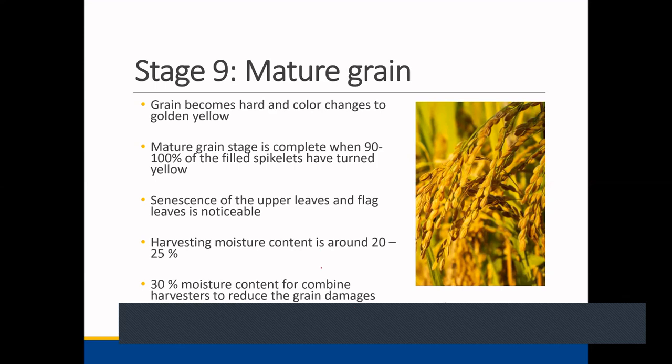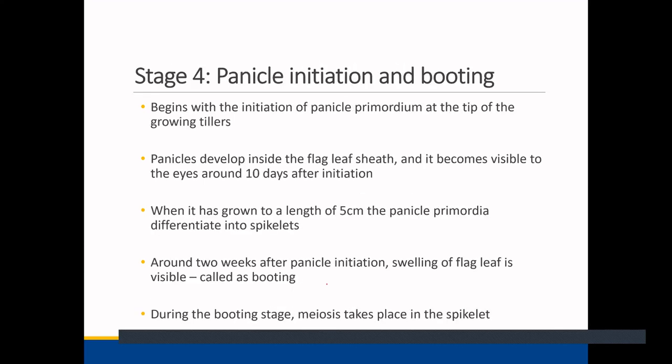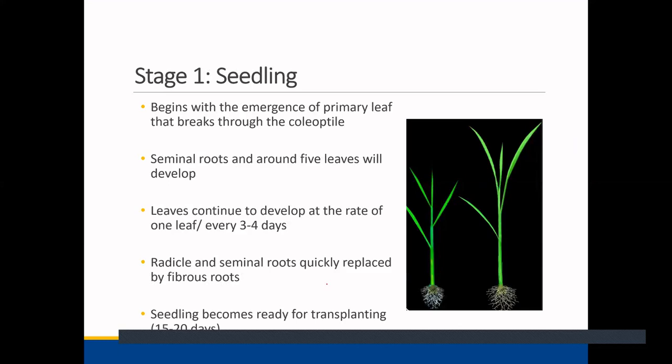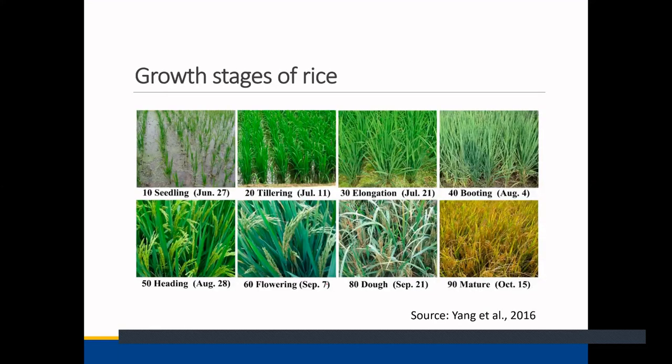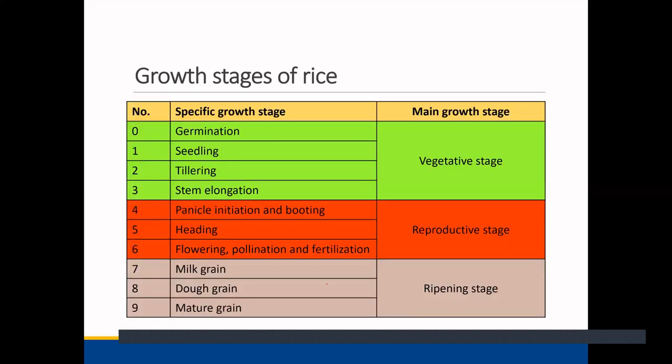So we said that there are three main stages, right? Vegetative, reproductive, and ripening. Okay. So anyone can answer this question, right? My question is that, right?